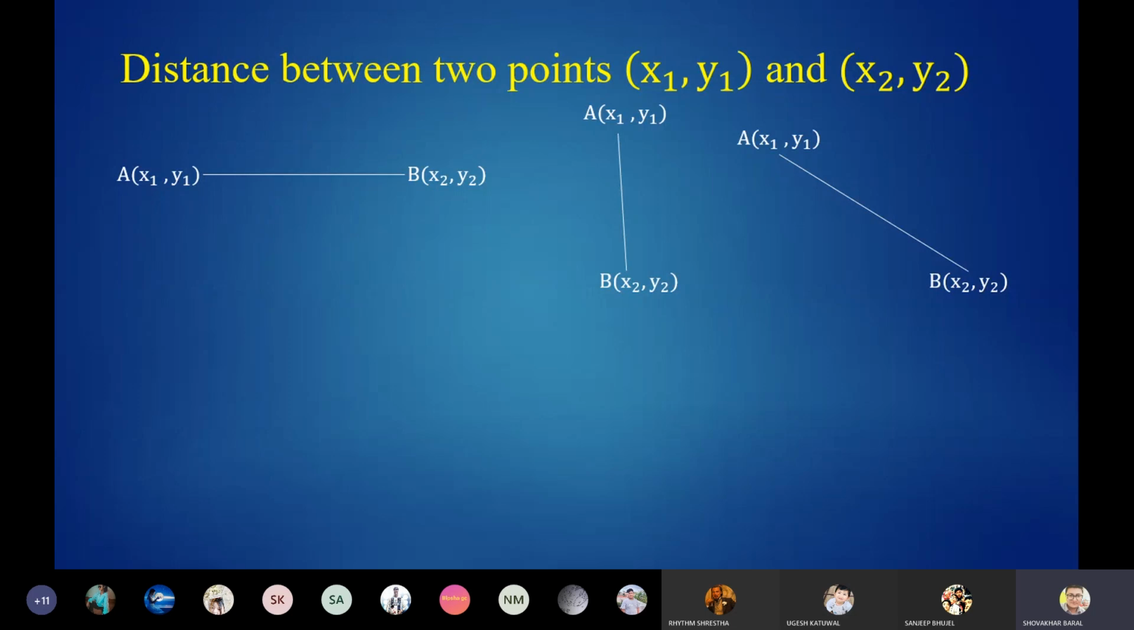The endpoints are x1, y1, x2, y2. See here, these are x1, y1, and x2, y2. Maybe any other coordinates like 2, 3, 1, 4. Any random coordinates maybe. But these are three different straight lines.